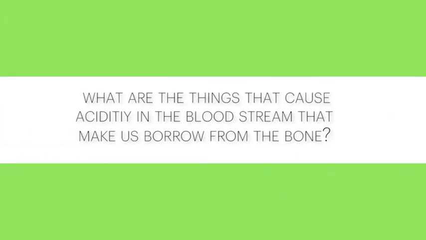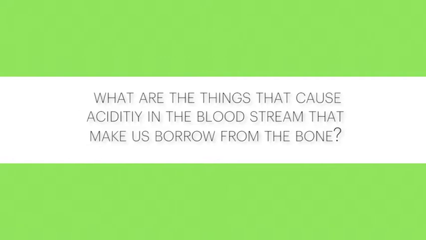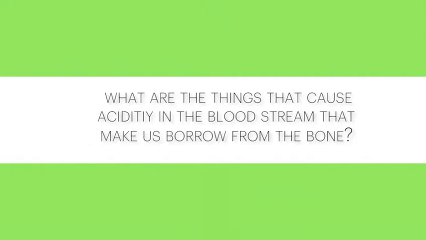When we borrow from the bone, we usually borrow to buffer acidity in the bloodstream. And the more acid in the bloodstream, the more calcium we have to borrow to neutralize it. And eventually that calcium gets excreted out in the urine. So what are the things that cause acidity in the bloodstream that make us borrow from the bone? So the big thing is protein loads.